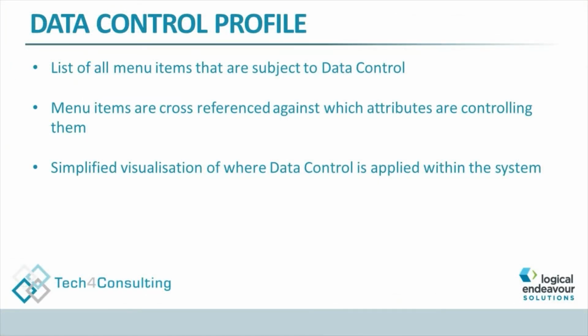The last report we'll show you today is the data control profile. At its core, the report simply provides a list of all menu items that are subject to data control. The report output shows which attributes are controlling each menu item. This grants the ability to quickly visualize how data control is administered within your Unit 4 ERP implementation.